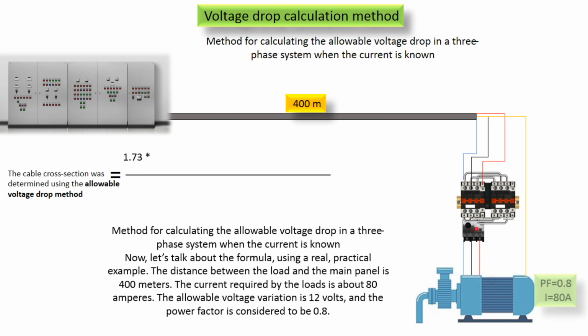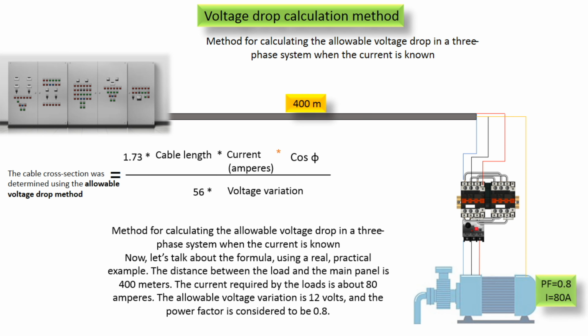Method for calculating the allowable voltage drop in a 3-phase system when the current is known. Now, let's talk about the formula using a real, practical example. The distance between the load and the main panel is 400 meters. The current required by the loads is about 80 amperes. The allowable voltage variation is 12 volts. And the power factor is considered to be 8/10.